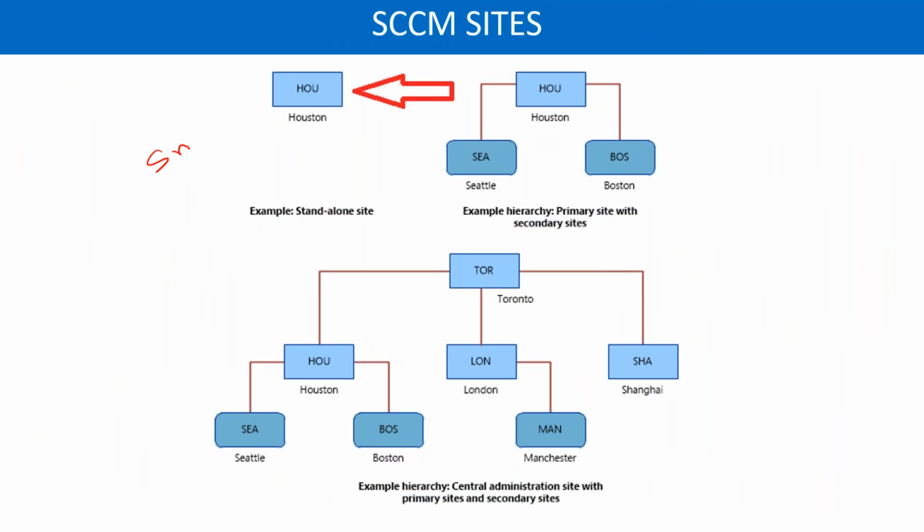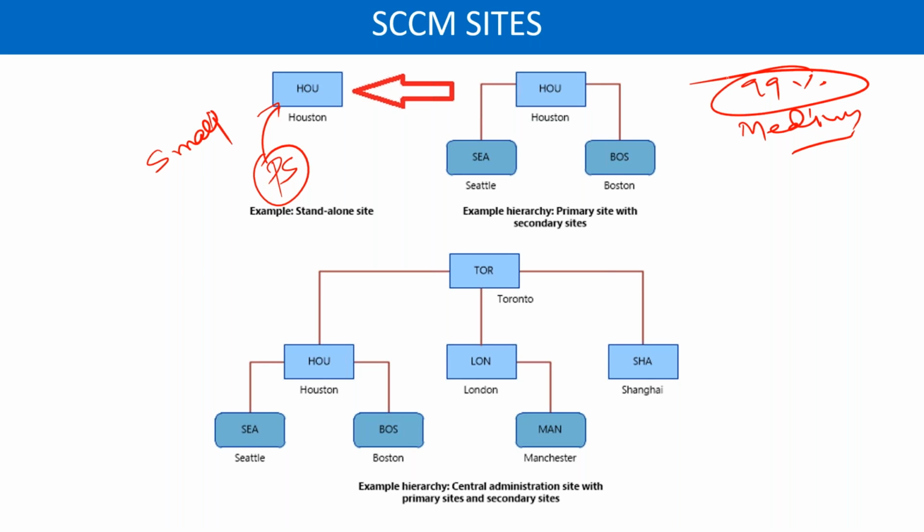There are three architectures like this. One is for small size companies, wherein you don't have any branch offices. Only one primary site is sufficient to manage all the devices in that Houston location. Suppose in America there is a state called Houston, and you put your primary site to manage all the devices in Houston. Then you have medium size companies, and 99% of the time you will find this kind of architecture: primary plus secondary. The primary site is in Houston, and you have secondary sites in branch offices in Seattle and Boston. So secondary will report to primary.